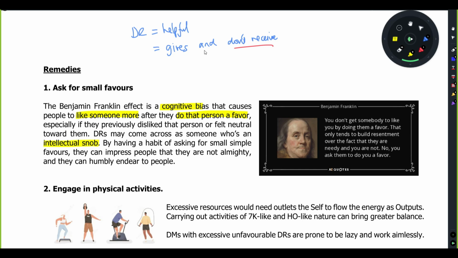Thank you so much. And therefore, in a way, small favors, not too big, not too demanding, allow the person to do some small favors for you. And when they do the favor, they tend to like you better. For direct resource people, this can show that you are not almighty, independent, smart, but can actually be humble. So this would endear people.